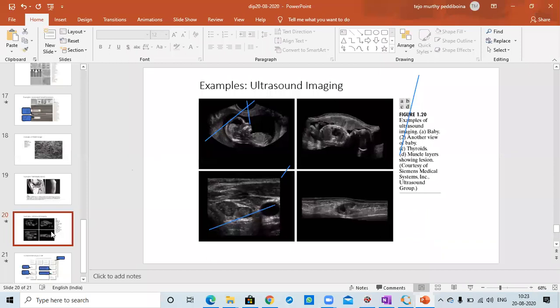And another popular example of imaging is ultrasound. You know, newborn babies, infants, for example, present in the womb, you can detect the baby's muscle growth, and the growth of the baby can be identified with ultrasound imaging, right?